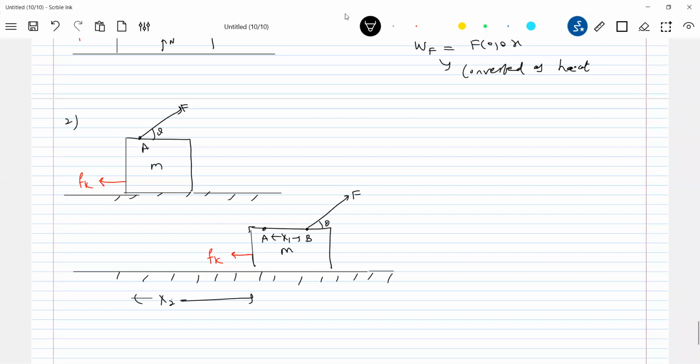What happened? Work done here: you should write the work done to displace the body and also the work done for the point of application of force. A part of my work is converted into heat. Heat is generated, a part of it is converted into increasing kinetic energy, and the remaining part is used to overcome friction. So all three things are there.